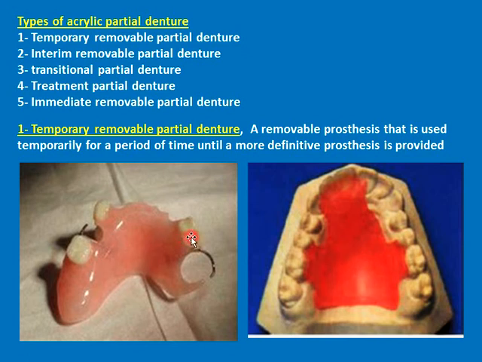Here, losing 2 premolars, substituting a canine and a molar. There is more than one possibility, there is more than one treatment plan for this patient. Until we reach a definite treatment plan, we make this temporary partial denture.